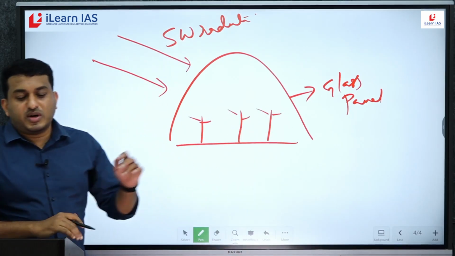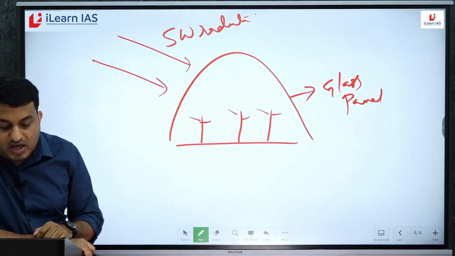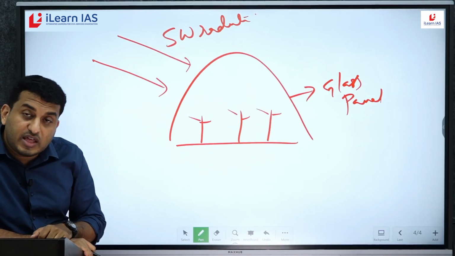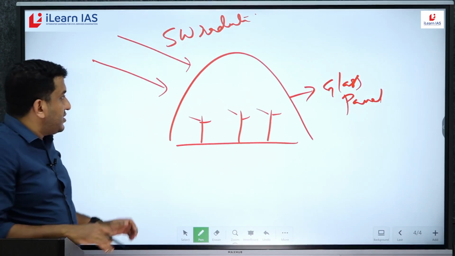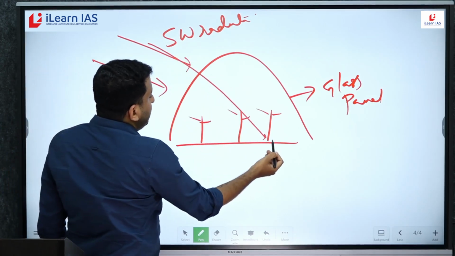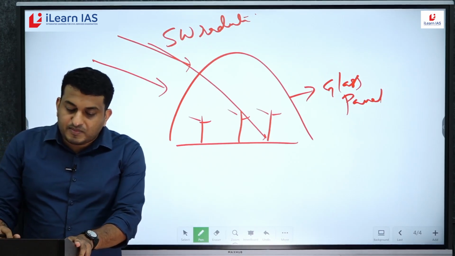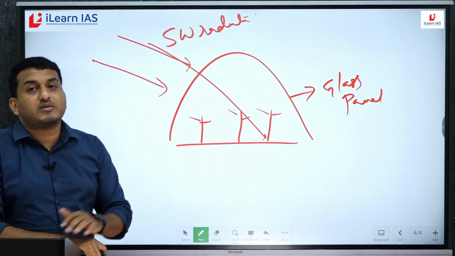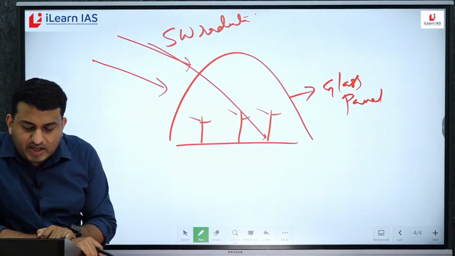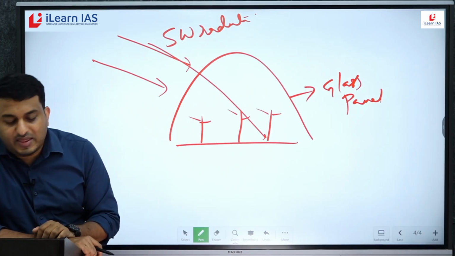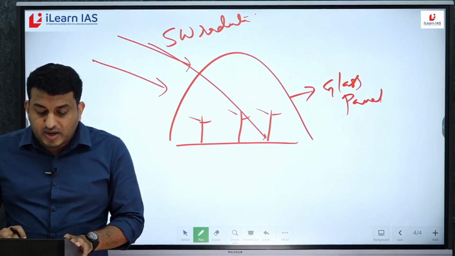So this glass panel will allow the short wave radiations to pass through it, and it won't allow the long wave radiation to pass through it. So short wave radiations come in and are re-radiated as long wave. The long wave radiations get stuck inside the glass panel. I'm not getting into details of the greenhouse effect. This long wave radiation produces heat, and that is how it helps the plant to grow, right?